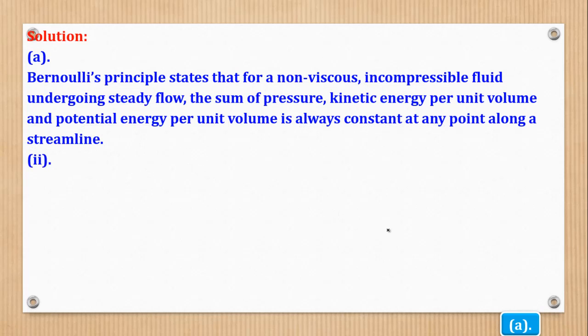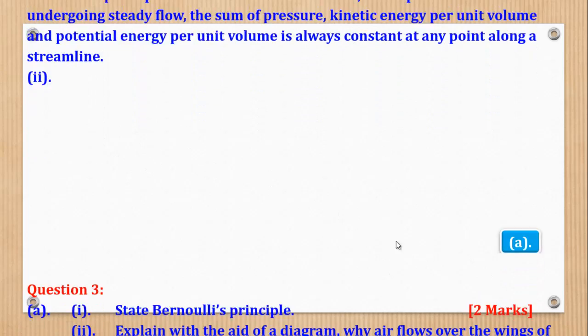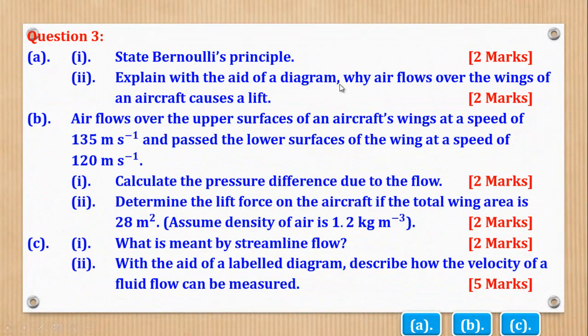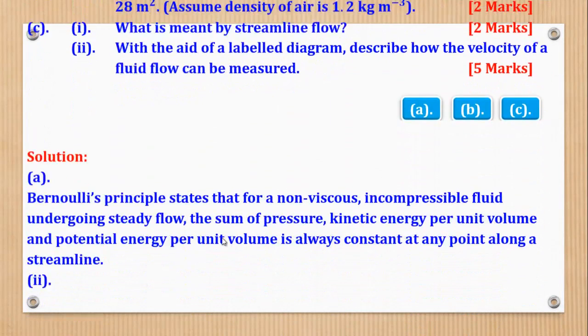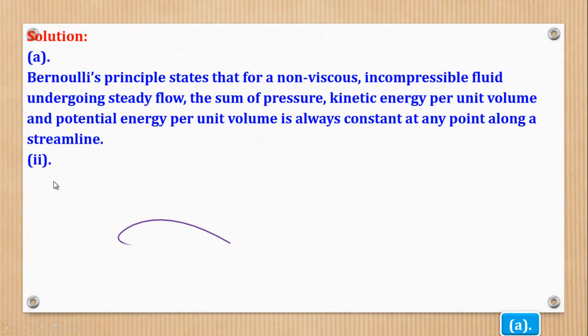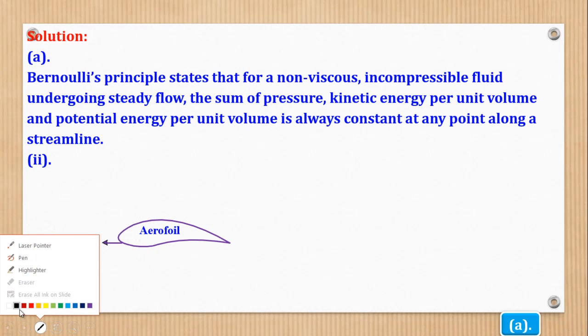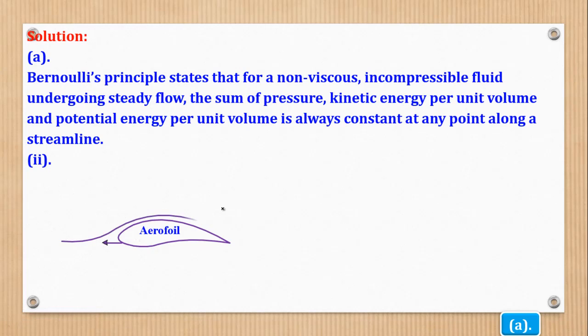That was Roman 1. Then Roman 2, explain with the aid of a diagram why air flowing over the wings of an aircraft causes a lift. So they said with the aid of a diagram, so we shall draw a rough sketch of an aerofoil moving in that direction. That means that air will move in the opposite direction. That is air above the wing and also air below the wing.